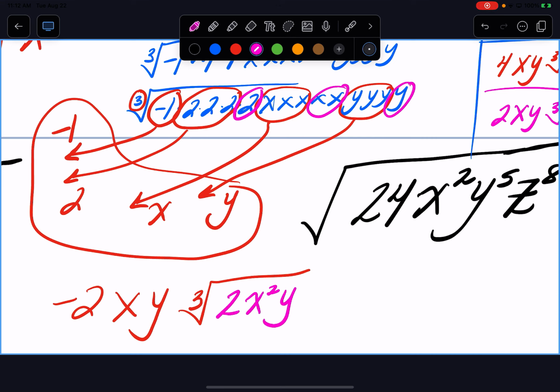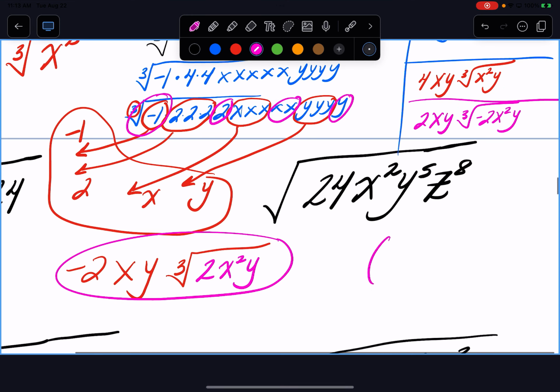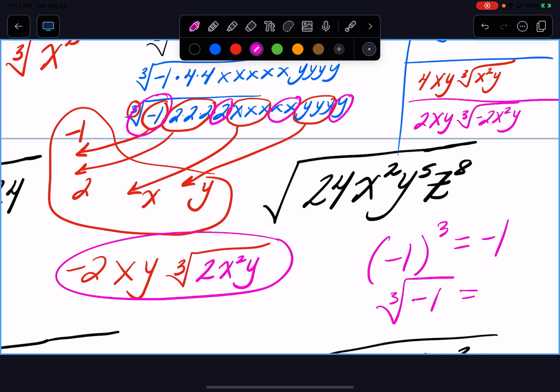Wait, why does the negative get pulled out? Once again, what's the cube root of negative 1? Negative 1. There's no i when it's an odd root. Now remember why. Negative 1 cubed is negative 1. So the cube root of negative 1 is just negative 1. All right, let's practice another one.